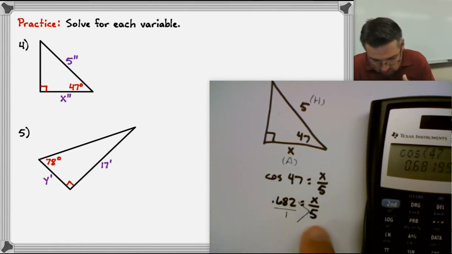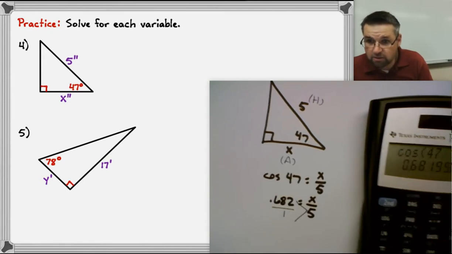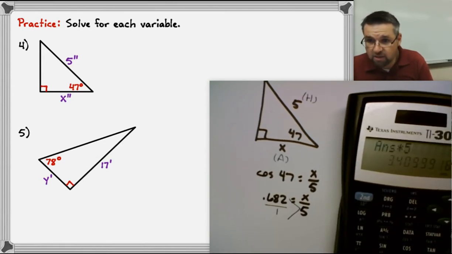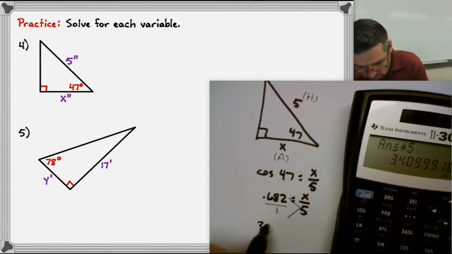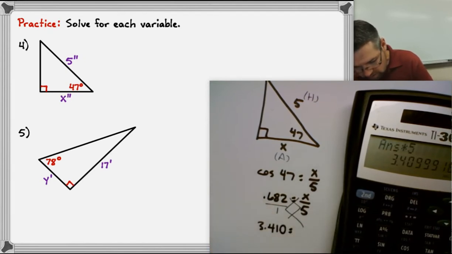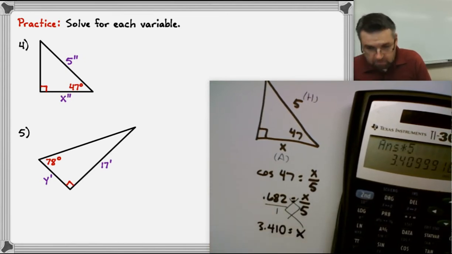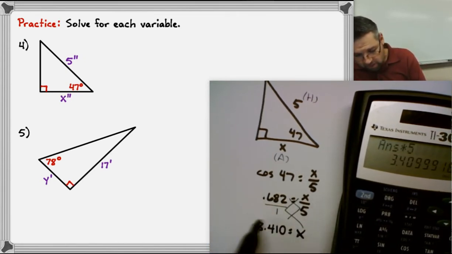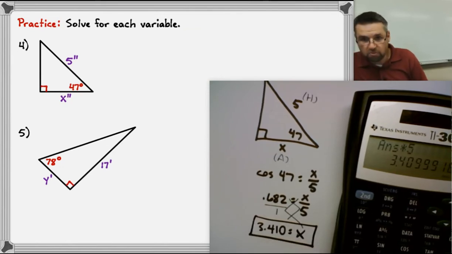So 0.682 times 5, well, I've already got that in my calculator, so I'm just going to hit times 5, and then I end up with 3.410 if I round it. And then x times 1 is going to be x. And that's it, because I have x already by itself. I'm done. That is my answer for number 4.